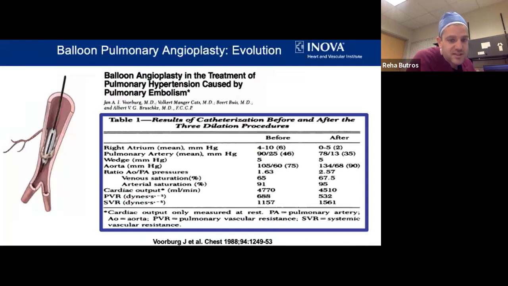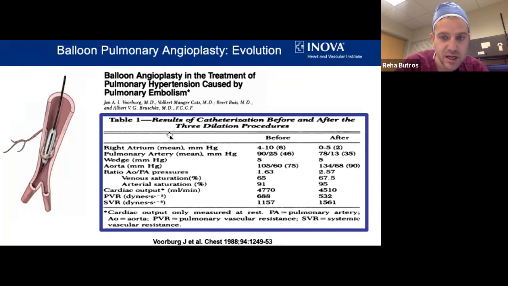Balloon pulmonary angioplasty is an alternative treatment to pulmonary endarterectomy. Both have their own roles, of course, but it involves percutaneous balloon angioplasty of the diseased vessels in the lungs. We go through the groin and we place the balloon into the diseased vessel and try to open it up. We're not getting rid of the fibrotic material, but we're creating larger channels in the diseased vessels to provide blood flow to reduce the pressure load and the vascular resistance.